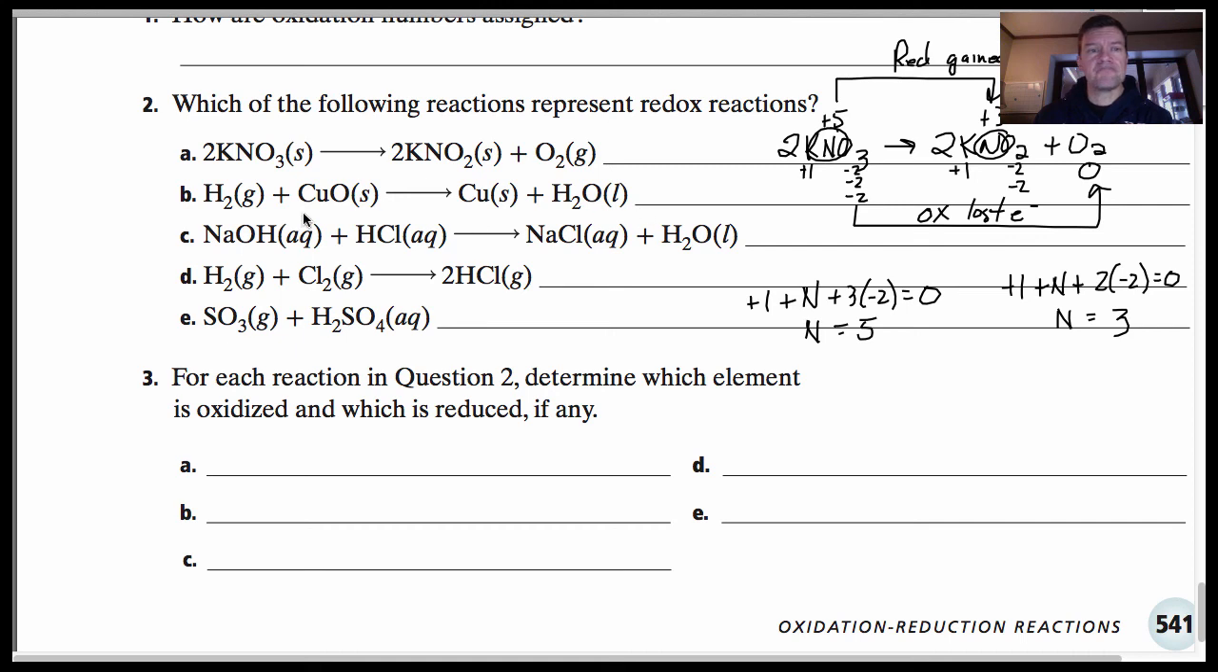Okay? All right. I'm going to pause there, and I'll share another video with you that goes through a lot more reactions like this to identify the oxidation number and identify who's being reduced and who's being oxidized. Okay? All right, we're going to pause there, and we'll pick it up in the next video.